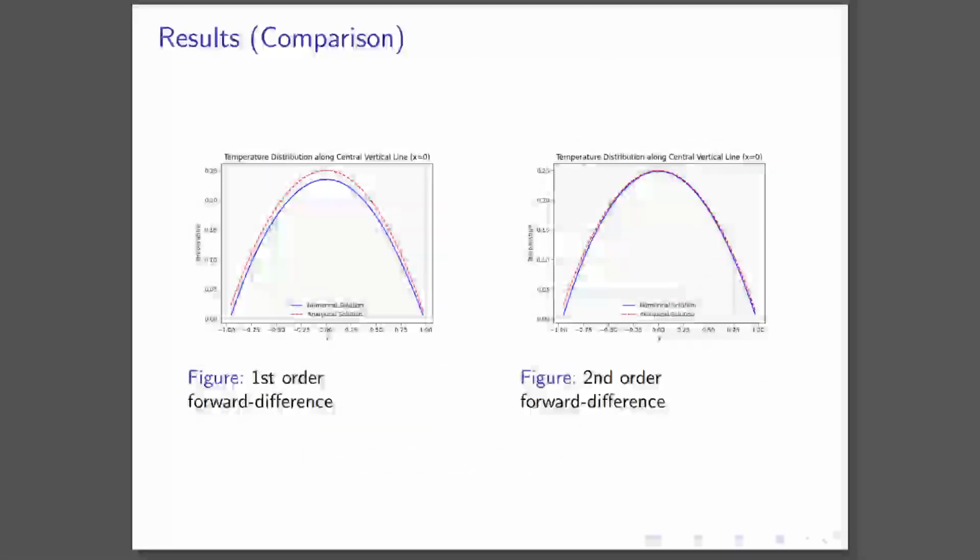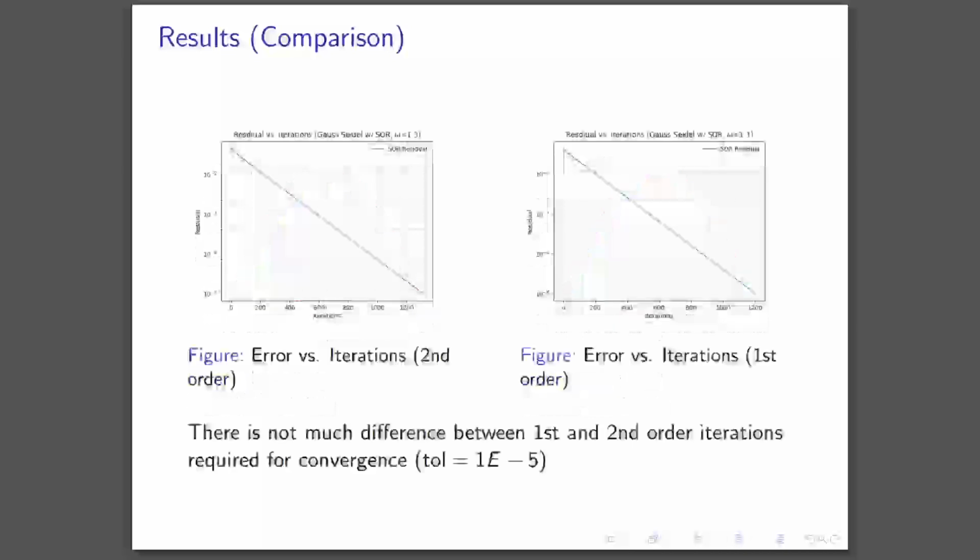For results in comparison, in red is the analytical solution, blue is the numerical solution. Left-hand side is first order. We see that it's overly diffuse and doesn't predict the analytical solution very well. However, on the right-hand side, we see that using the second order difference, we get much closer results. This is the middle line solution slice for all y's for the temperature.